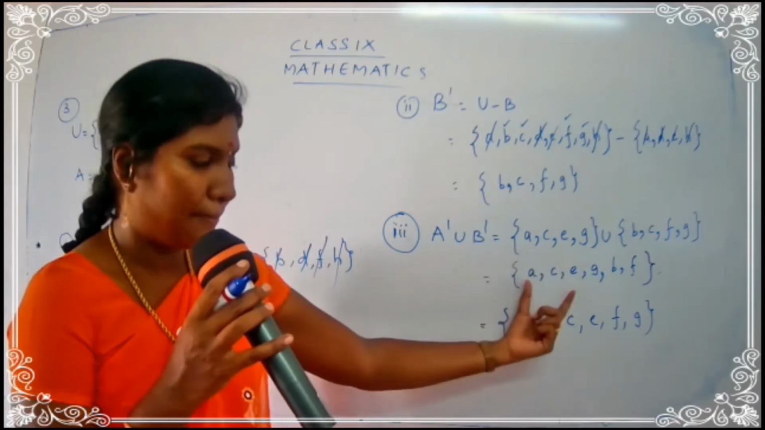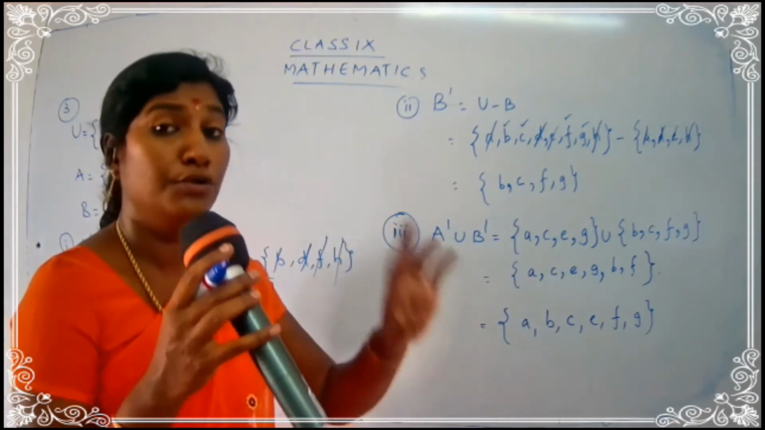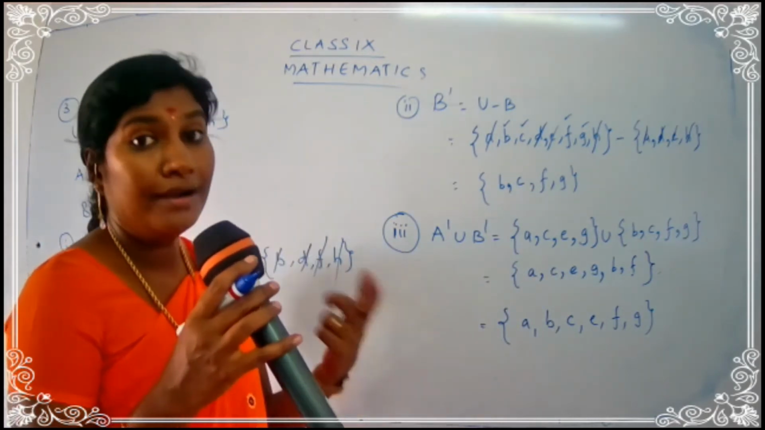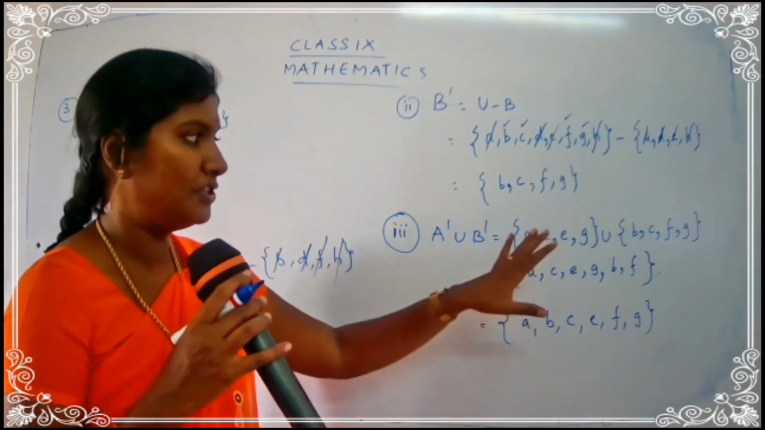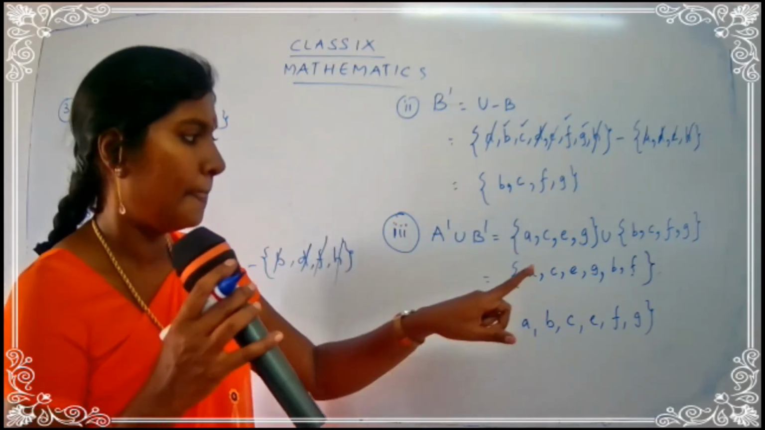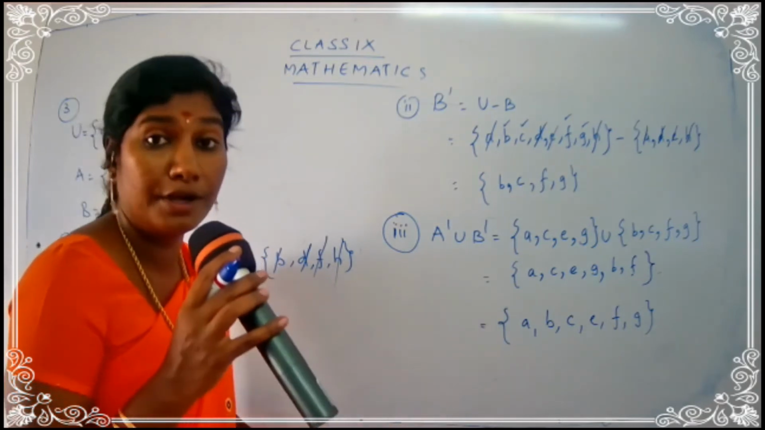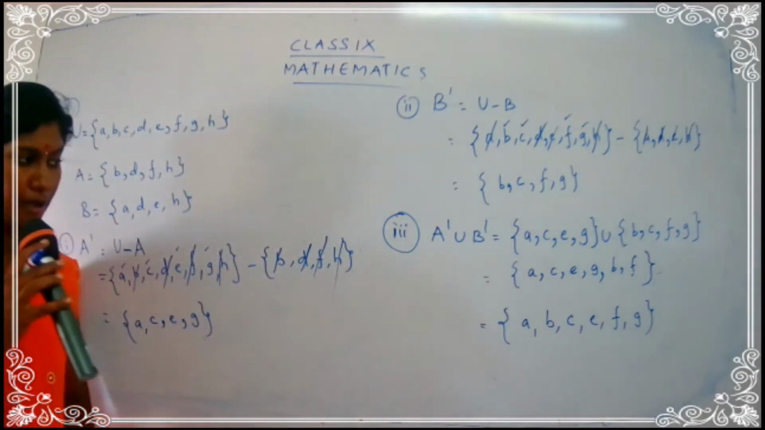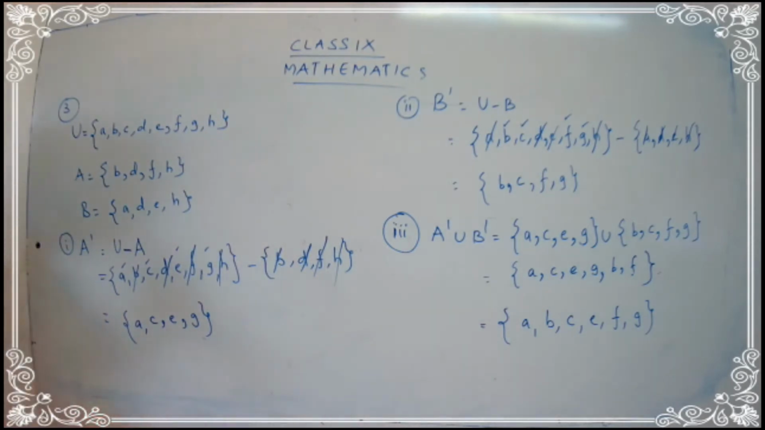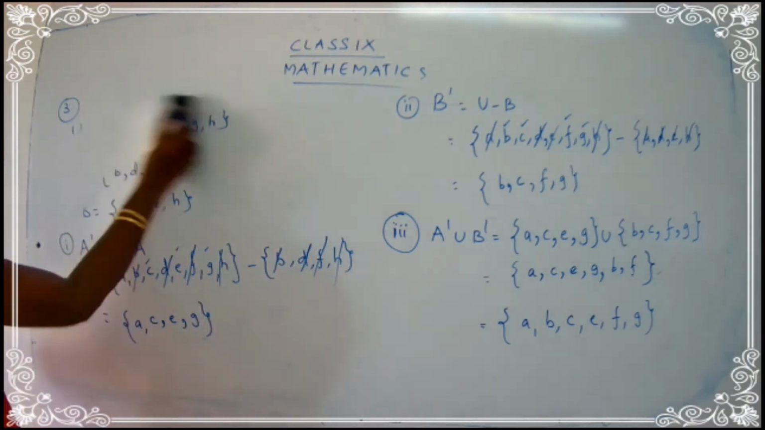You have to combine them. Remember one thing, you should not write the members again and again. You have to take each member just once. And one more thing, wherever it is possible, try to write in an order. So we have written in an order. So the answer is A, B, C, E, F, G. Clear? Okay, let's go for the fourth subpart. What is the fourth subpart, children?